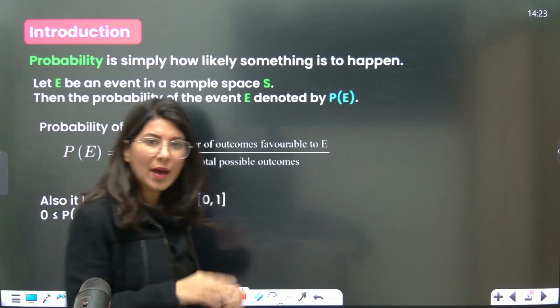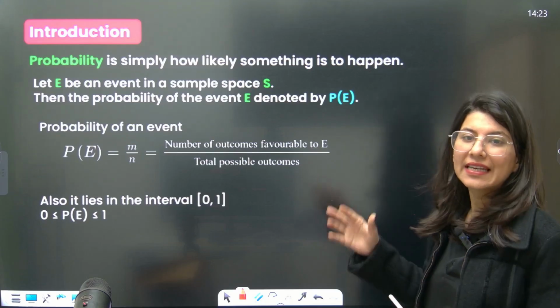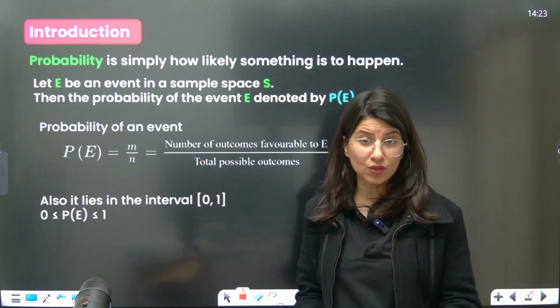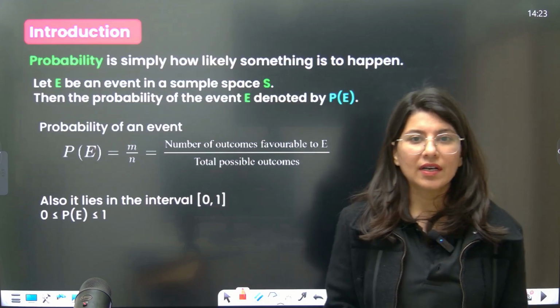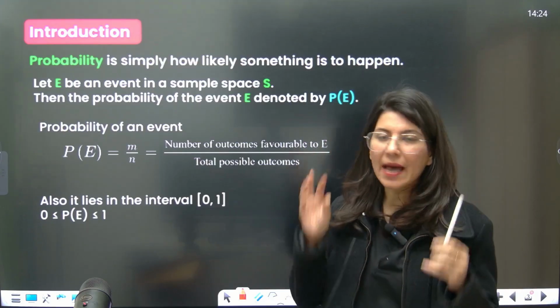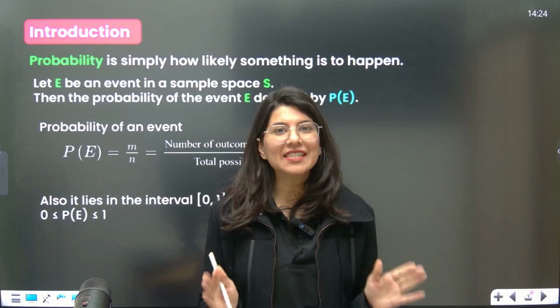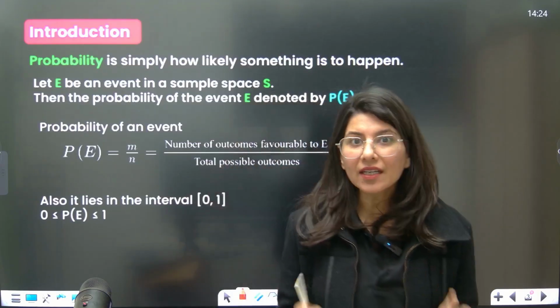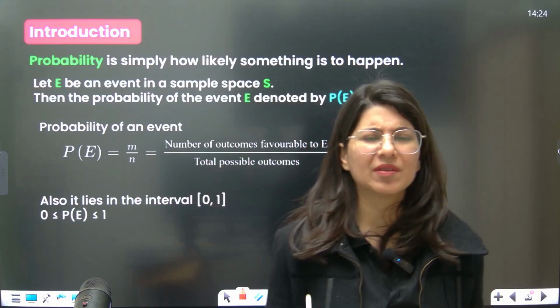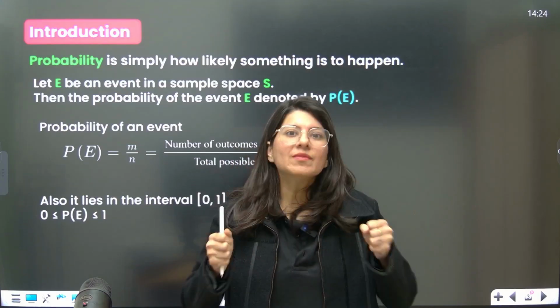Okay, now probability basic definition, if you can see, probability is something like how likely something is to happen. Okay, so E be an event in a sample space. So first of all, there is a sample space. First of all, okay, forget about anything. Let me start with random experiment. Now what is a random experiment? Random experiment is that experiment wherein outcomes are known to you.